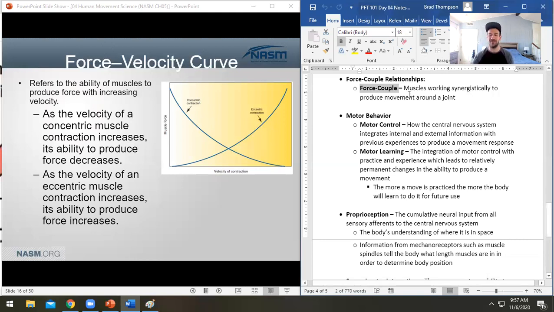A force couple is muscles that are working together to move a joint through its full range of motion. So you've got one muscle on one side of a joint, an opposite muscle on the other side of the joint, and a helper muscle, which is there to assist the main muscle. So you've got Batman and the Joker, and you've got Robin. Batman is working against Joker, Robin's there to help Batman. That's sort of what a force couple is. It's muscles working around a joint.